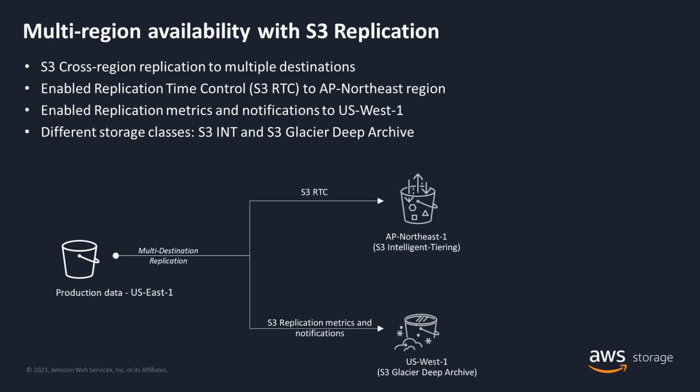The customer has enabled S3 replication time control for one of their destinations for low latency access. The other destination bucket is retained for data protection and does not need replication time control. So it only has replication metrics and notifications enabled. They also use different storage classes to optimize on cost and performance. In this case, they're using S3 Intelligent Tiering in the AP Northeast 1 region and S3 Glacier Deep Archive in the US West 1 region.